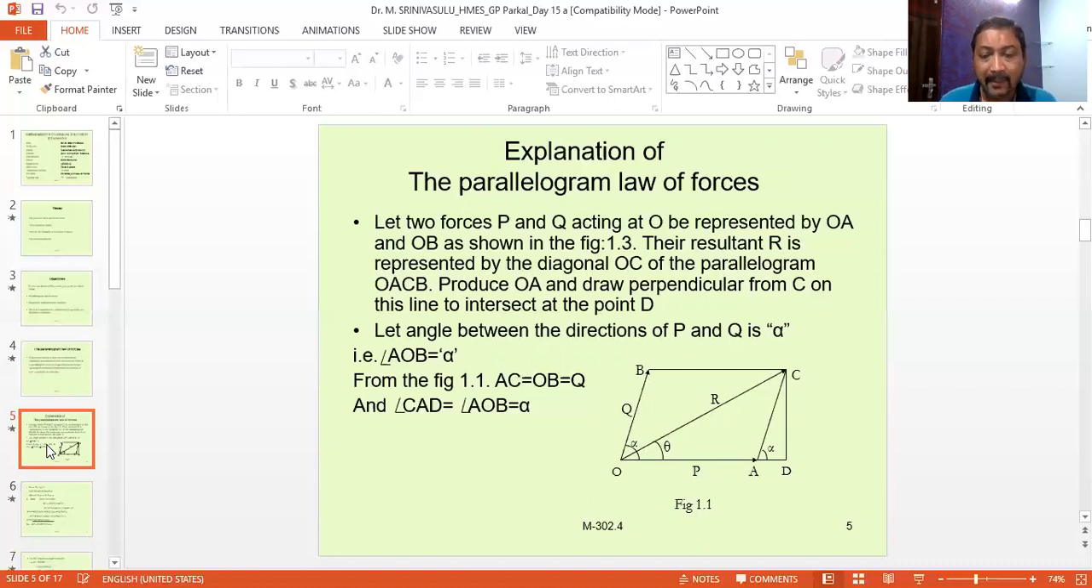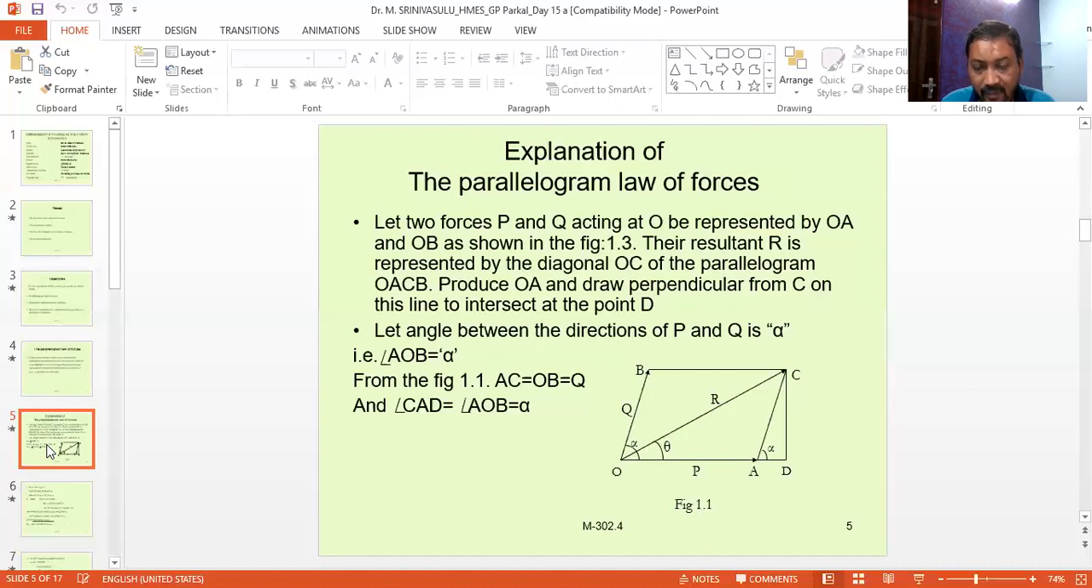Now after completing the parallelogram OACB, we will extend the side OA to OD. So OA is extended up to point D, and now we have to draw a perpendicular from point C on OD.